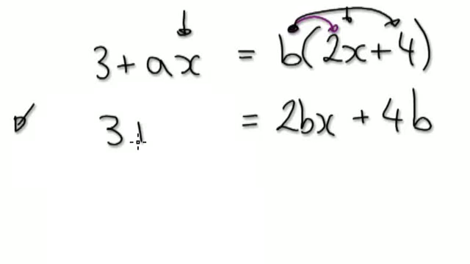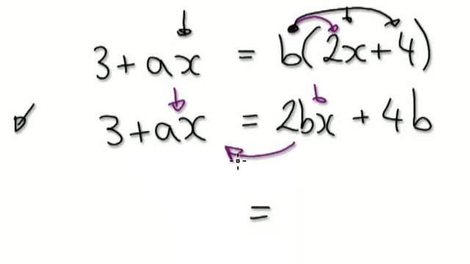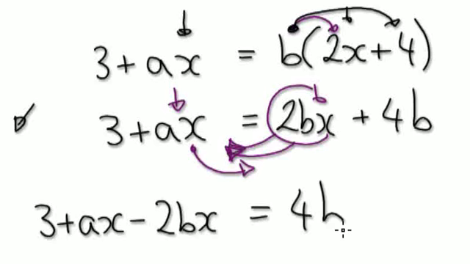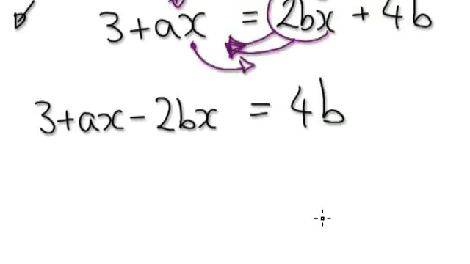And now on this side it's the same. And now keep an eye on x here. Group all the x's together. So I could move this over here, or I could move this over here. It doesn't matter. So let's move this over here. Okay. So let's take away 2bx from both sides. So it would be 3 plus ax, take away 2bx on this side. This side, you're only going to be left with 4b.